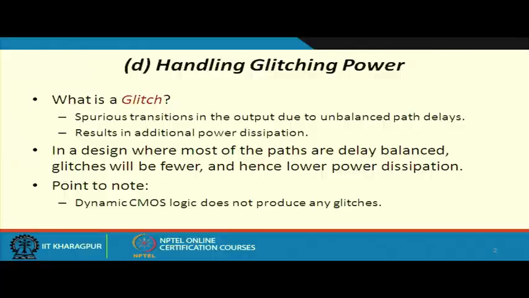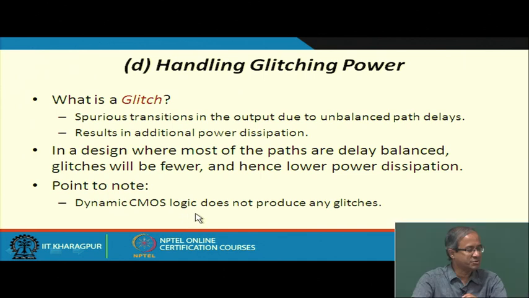Just to note, dynamic CMOS logic does not produce any glitches, because of the way the circuit works, with pre-charge and compute states. The output is definitely pre-charged to a high level, then during the compute state it can only go to 0. It cannot go to 0, then high again, then low again; that is not possible. So, this is a point to note. Dynamic CMOS circuits are good from this point of view, they will have 0 glitching power.